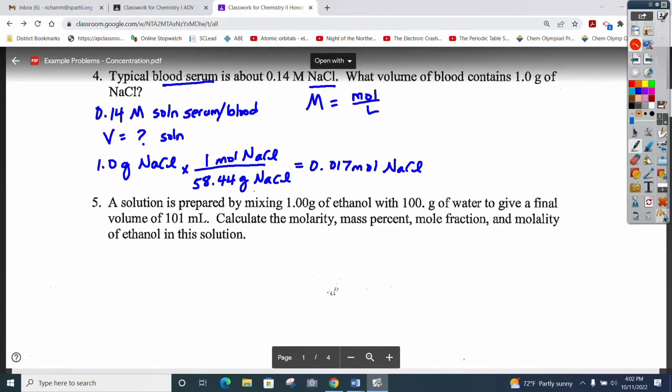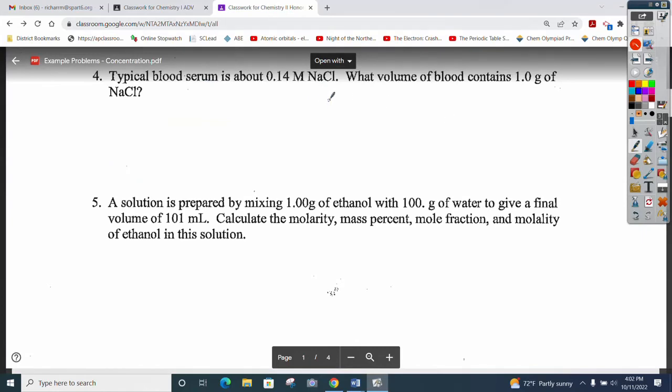Okay, so now I'm ready to plug in. I'm going to clear my screen so that I've got a little bit more room to work. My molarity is the 0.14. I'm going to write that as moles per liter. That's equal to my moles, which is 0.017, over liters of the solution, which is what I'm looking for. I'm looking for the volume. So I'm going to write that as X, or you could write it as V, whatever you want to call your variable.